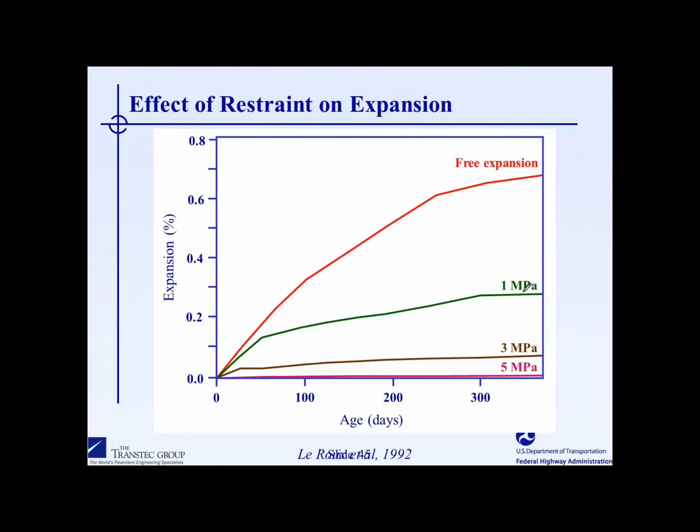If you applied 1 megapascal, which is about 150 psi, of a confining or restraining load, the expansion was reduced considerably. And when the restraint was increased all the way to 5 MPa, which is the same as 750 psi, the researchers were effectively able to stop expansion. So what this shows is that external application of restraint can provide enough mechanical force to prevent the concrete from expanding.